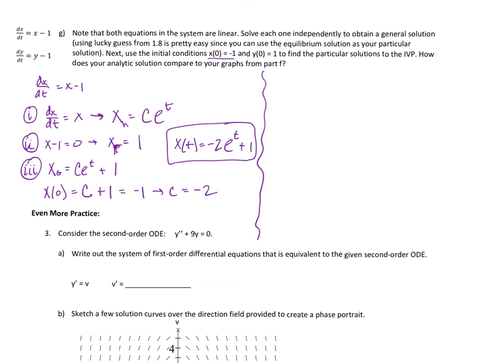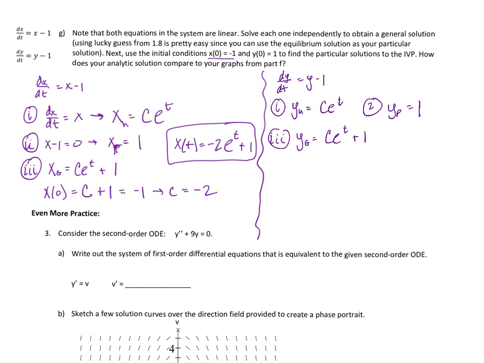For y of t, we have dy/dt equals y minus 1. This is the exact same problem we just did. We just renamed the variable x instead of y. So we have the exact same solution method. So step 1, we get y homogeneous is c e^t. Step 2, y particular is going to be 1. And step 3, we add them together to get y general. So c e^t plus 1.